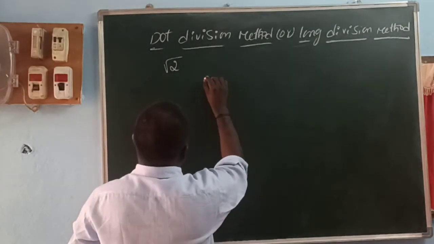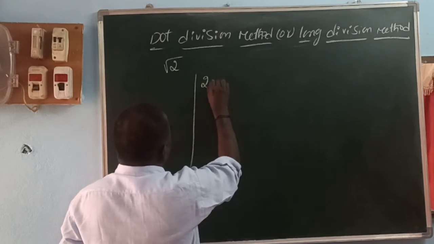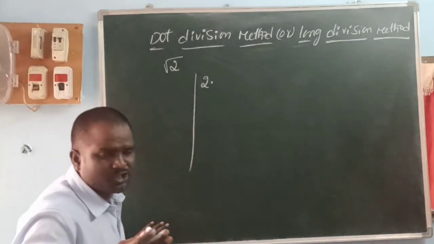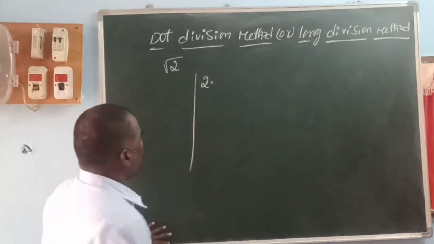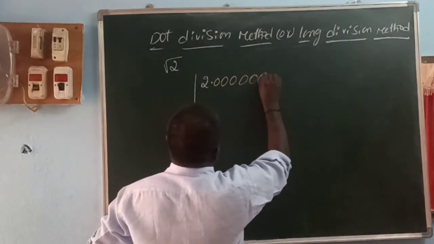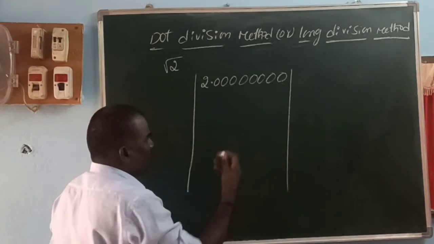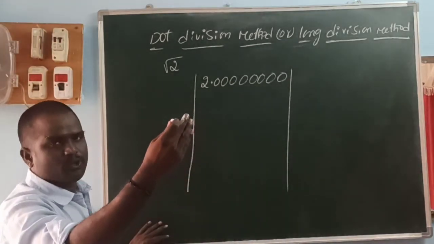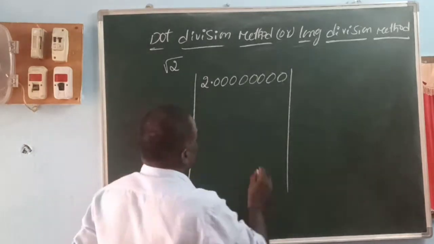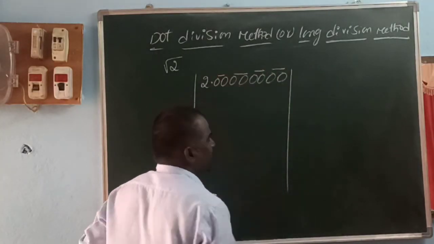Okay, how can we do that? Here 2. Put the point. After the point you can put zeros. There are no values, so we can put a number of zeros: 0 0 0 0 0 0 0 0, and so on. We can put infinite zeros. So here put the dot from the right side for every 2 digits.